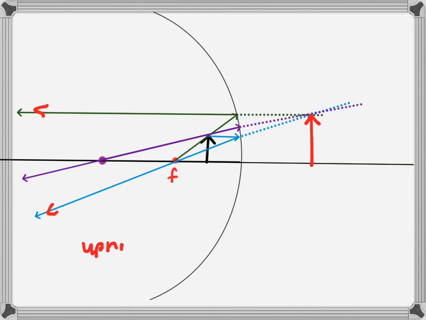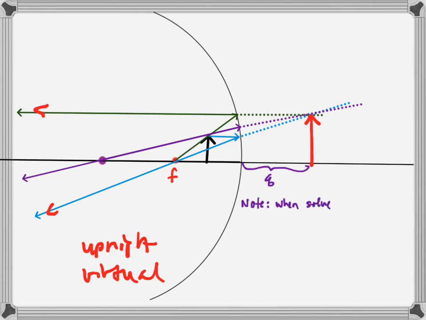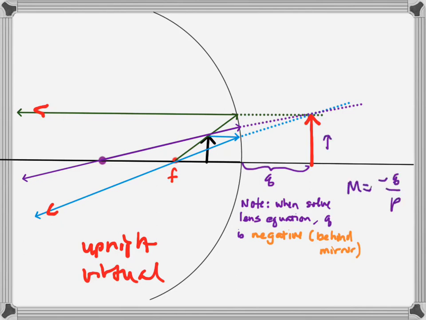In this case, it's upright. Therefore, we know it's virtual. It is behind the mirror. It's also magnified. But we look at the Q value. If we're going to run the math on this one, which we're not going to do, then when you solve for your focal length and your object distance, P, you would get that Q is negative, because the actual image is behind the mirror. And your magnification, by the same token, remember the magnification is minus Q over P, and if Q is negative, then the magnification is going to be positive, which is going to tell you that it is upright.